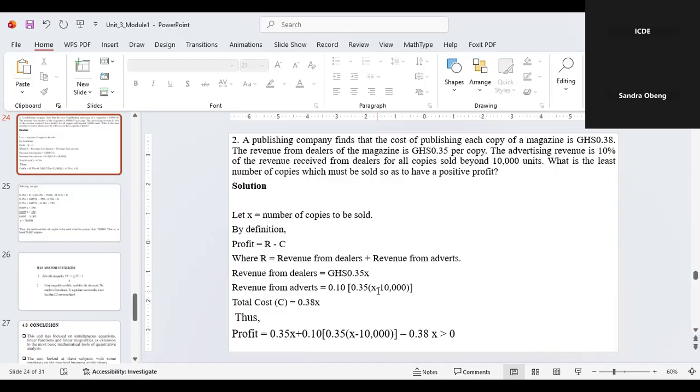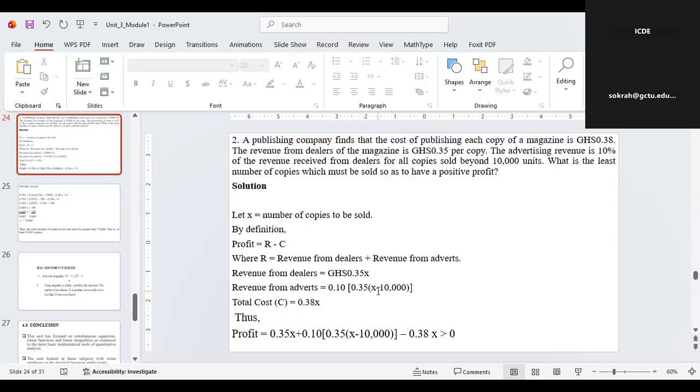Yes, madam. Please, I have a question. Yes, go ahead. From the calculation, the revenue from adverts. So after subtracting the 10,000 copies from the X, and then multiplying by the 10%, why are we multiplying by the 0.35? Good.